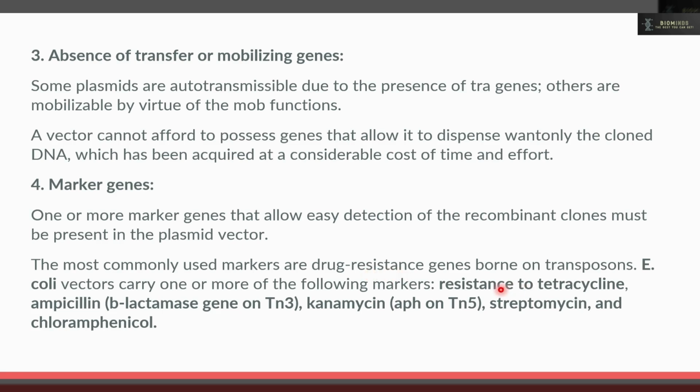So how can we do that? There are certain drug resistant genes naturally present in the plasmid, such as ampicillin resistance, tetracycline resistance, kanamycin resistance, streptomycin resistance, and chloramphenicol resistance. These are the marker genes naturally present in the plasmid vector, which makes it more easily detectable on the plate. How this is done, we will discuss when we discuss an example of a plasmid vector. This will help in the identification of the recombinant genes.